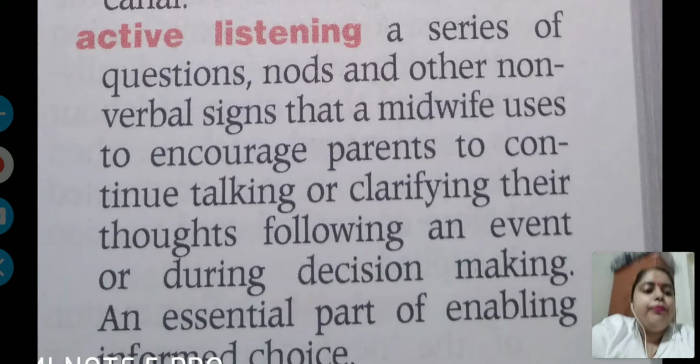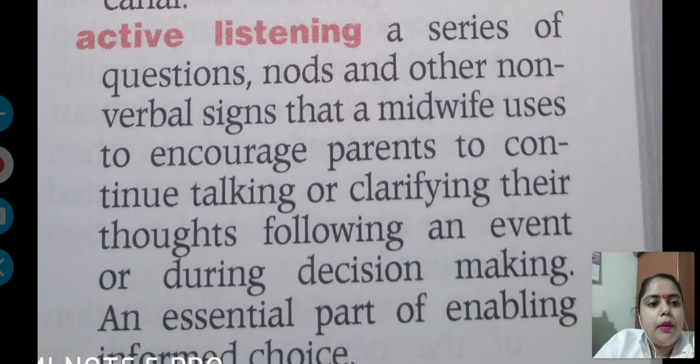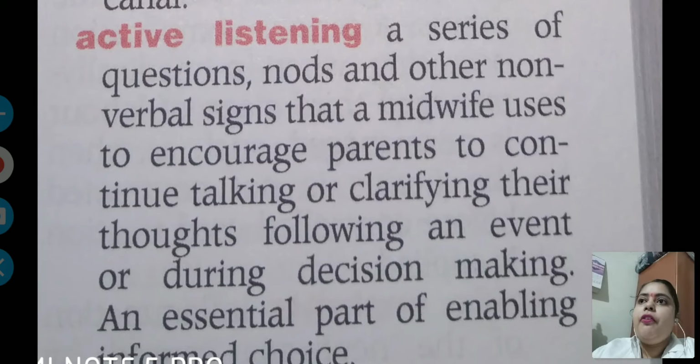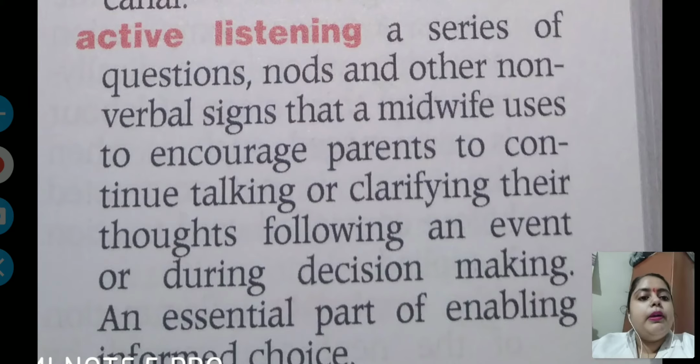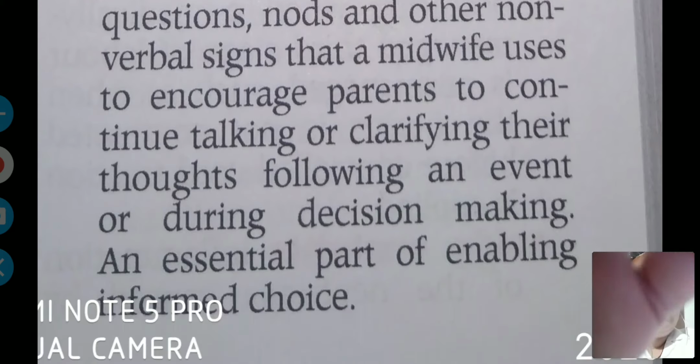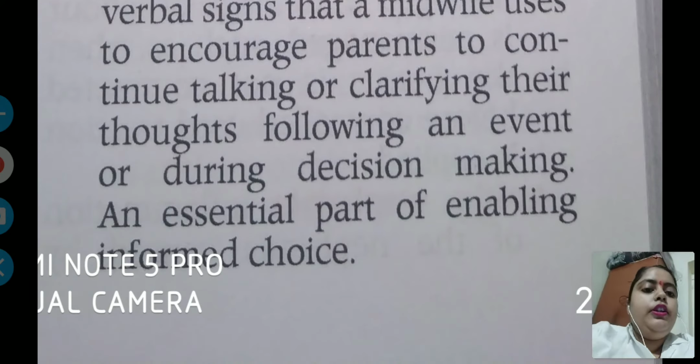So in this way it's used. Midwives use these signs to encourage the patient to continue talking. It means if we are talking with the patient and the patient is not able to express what they are saying, we nod our head like this so that they may gain confidence and express their thoughts clearly, and then we can make a proper decision. It is an initial part of enabling informed choice.